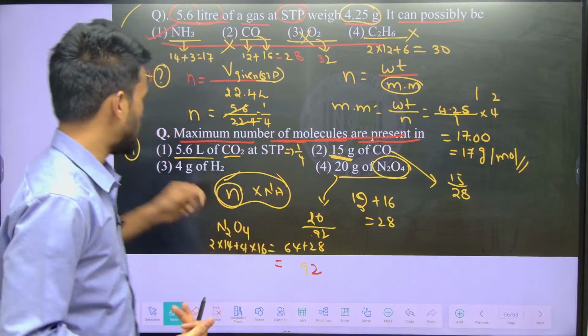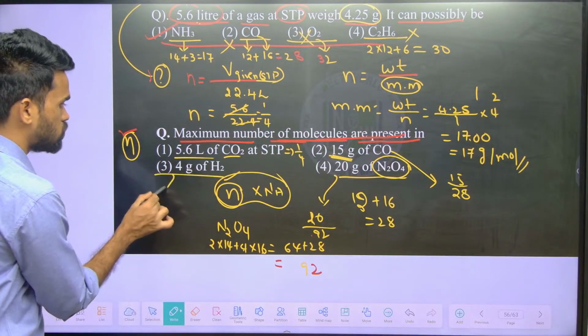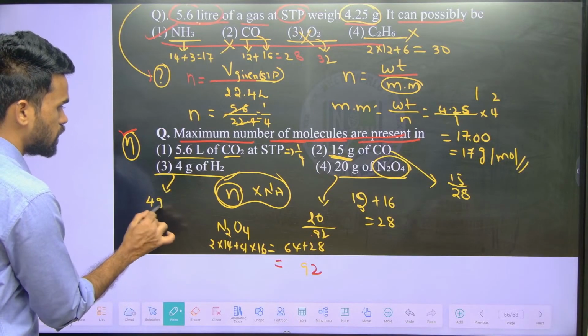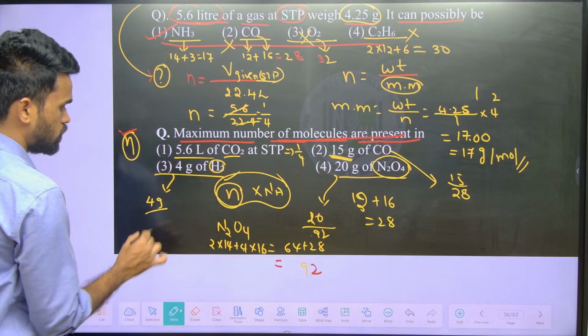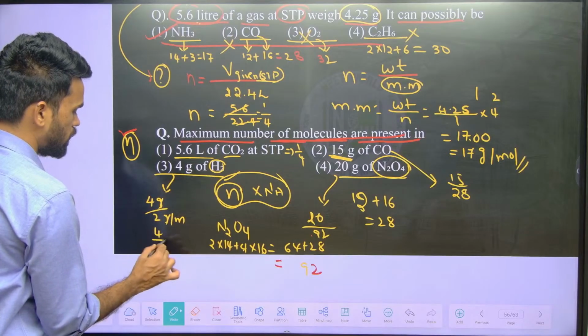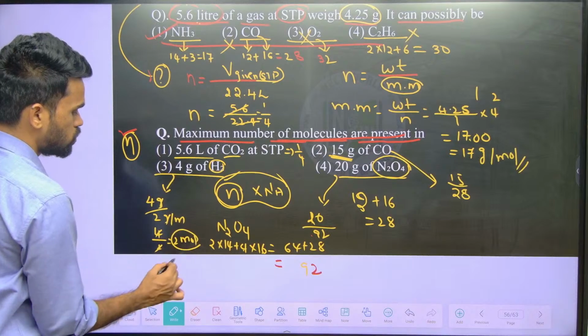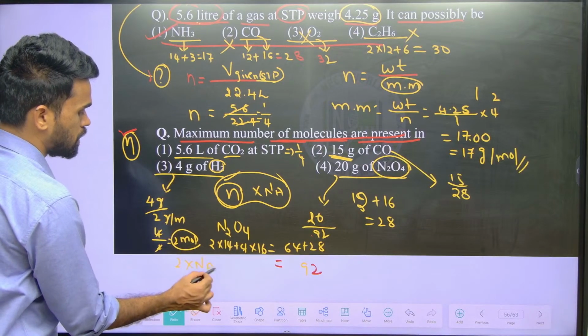That's it. So the greater the number of moles, that will be your answer. Okay, so you can do it for this one also. See, the given weight is 4 grams. What is the molecular weight of hydrogen? It is 2 gram per mole only. So definitely our answer will be 4 by 2, which is 2. So we got 2 moles. So 2 into Avogadro number of particles we have.